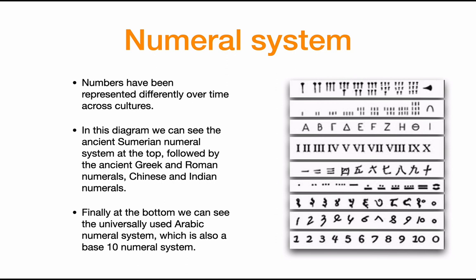Numeral system. Numbers have been represented differently over time across cultures. In this diagram we can see the ancient Sumerian numeral system at the top, followed by the ancient Greek and Roman numerals, Chinese and Indian numerals. Finally at the bottom we can see the universally used Arabic numeral system, which is also a base 10 numeral system.